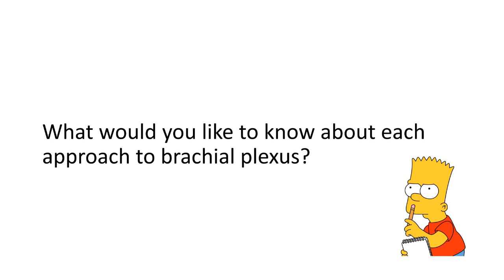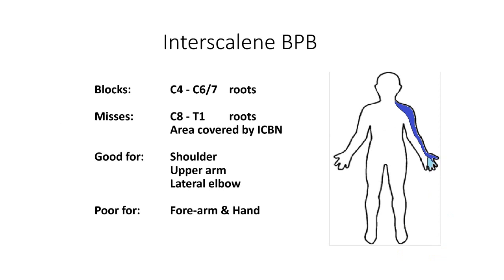So let us start by looking at interscalene brachial plexus block. So it blocks mainly the upper nerve roots. It misses the inferior nerve roots because they join the brachial plexus more distally. And also the medial part of the arm supplied by intercostobrachial nerve is not blocked. It is a good block to do for shoulder surgery, upper arm surgery or a lateral elbow surgery. It's a bad block to do for forearm or hand surgery.